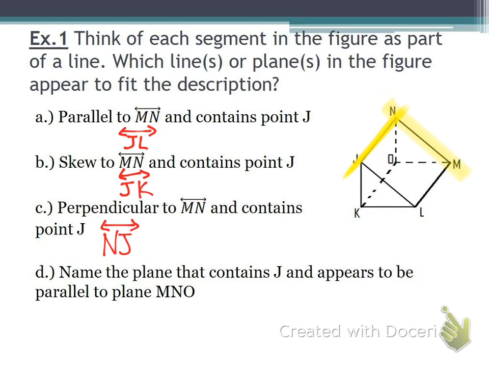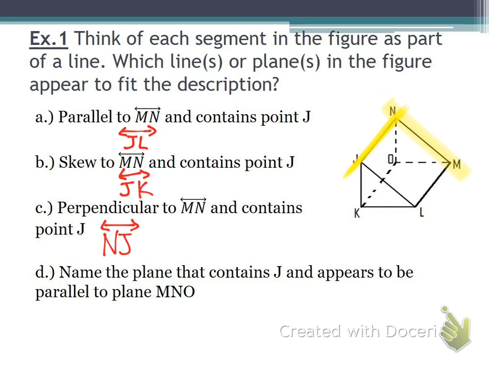Kobe? ML. If it were just perpendicular, yes, but it also said contains point J. And ML would not. But yes, if it just said perpendicular, ML would have worked.